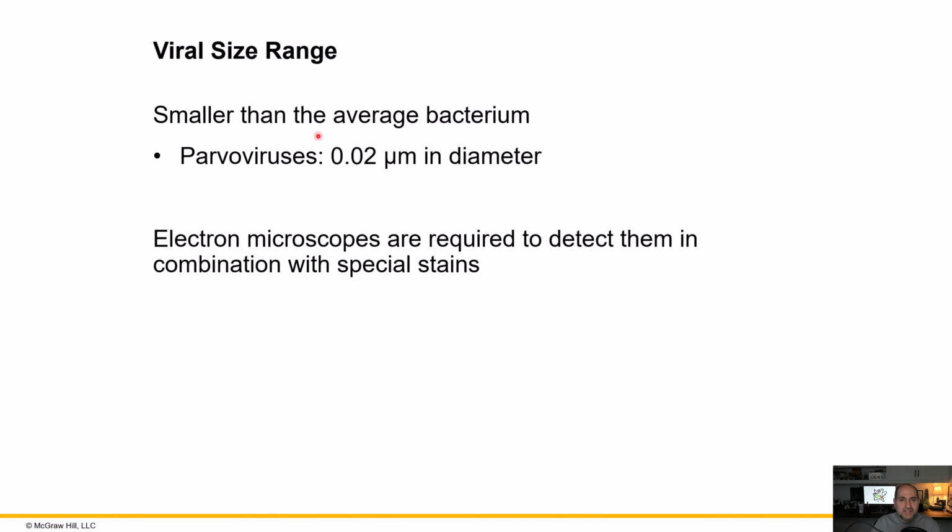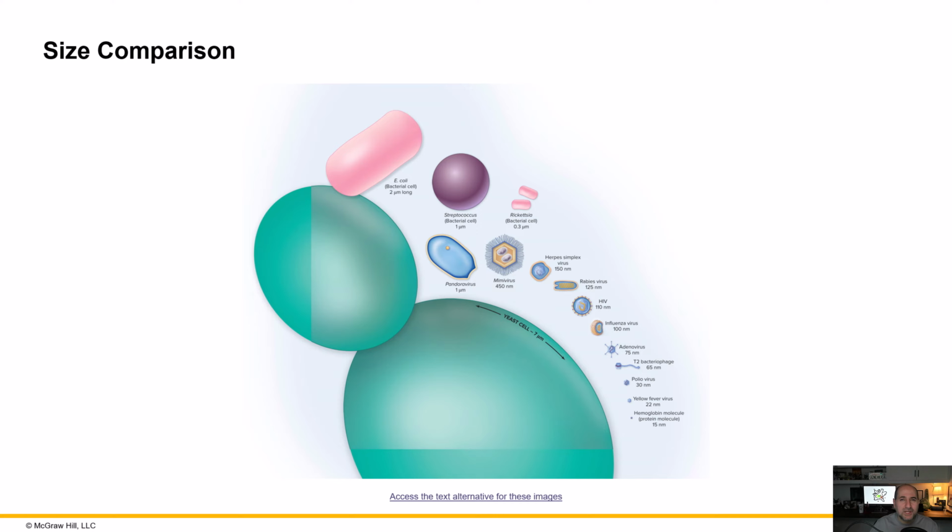Viruses are smaller than the average bacterium. They are so small that you cannot study most viruses with a light microscope. So, in order to visualize a virus, you're going to need an electron microscope. Electron microscopes are required to detect viruses in combination with special stains. Again, viruses are much simpler than cells, therefore they are smaller than cells. You can't see viruses if you're studying them with a light microscope, such as the ones we have in the lab. Remember that a light microscope has a resolution limit of 1 micrometer. Anything smaller than a micrometer is really lost to a light microscope.